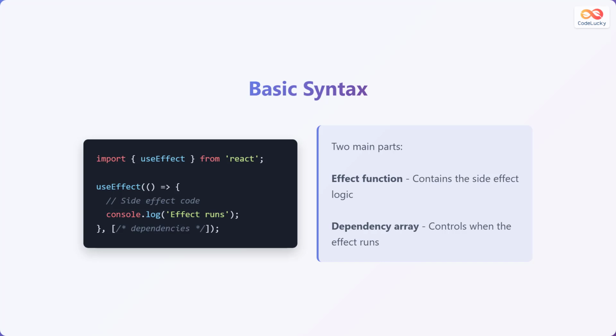If the array is empty, the effect runs only once after the initial render. If the array contains variables, the effect runs whenever any of those variables change. If the array is not present, the effect runs after every render. The two main parts of useEffect are the effect function, which contains the side effect logic, and the dependency array, which controls when the effect runs.